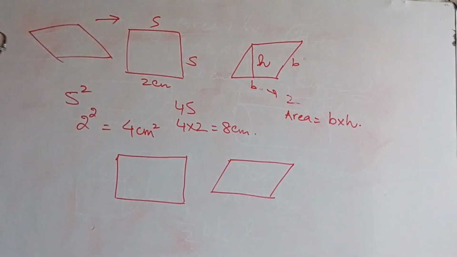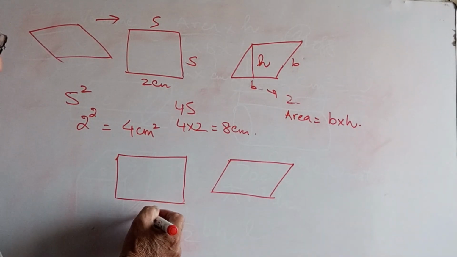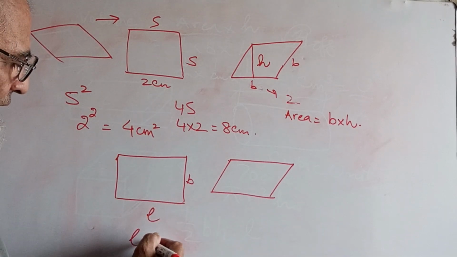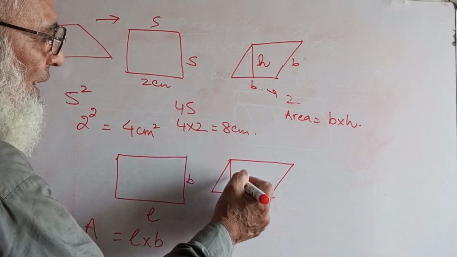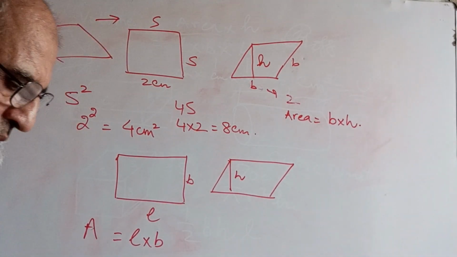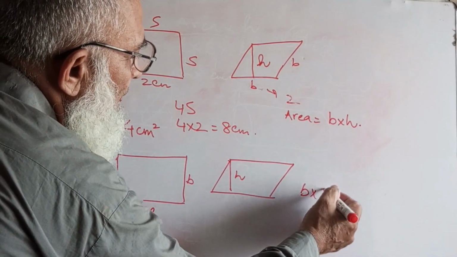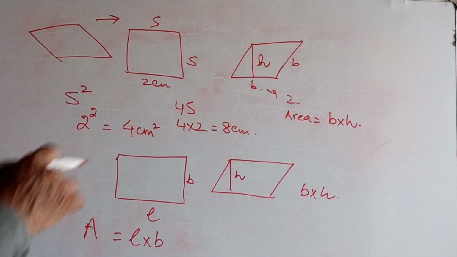So in a rectangle, you know that this was the length and this was the breadth, so the area was length into breadth. But in this case, again, the height has been involved, so it will become B into H again. Okay, now this was about the quadrilaterals.